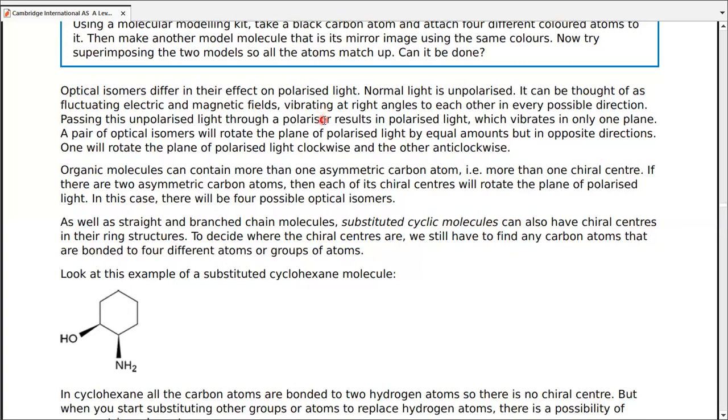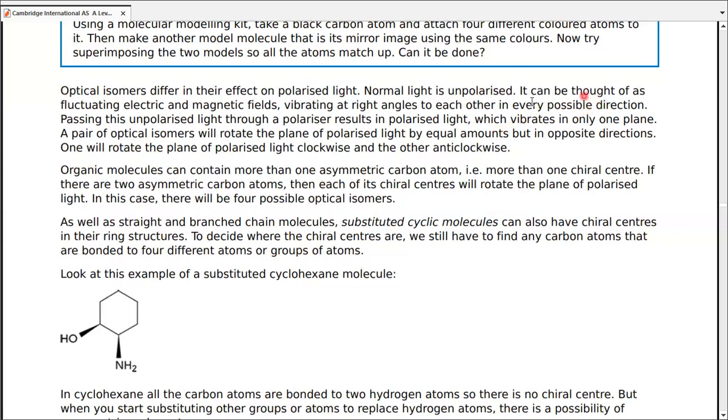Plane polarized light actually means light of one single wavelength. Normal light is unpolarized. It has multiple wavelengths. Now, this is not just based on one wavelength. Well, we can always set up a good apparatus in physics to make sure that we work with only one kind of wavelength of light.